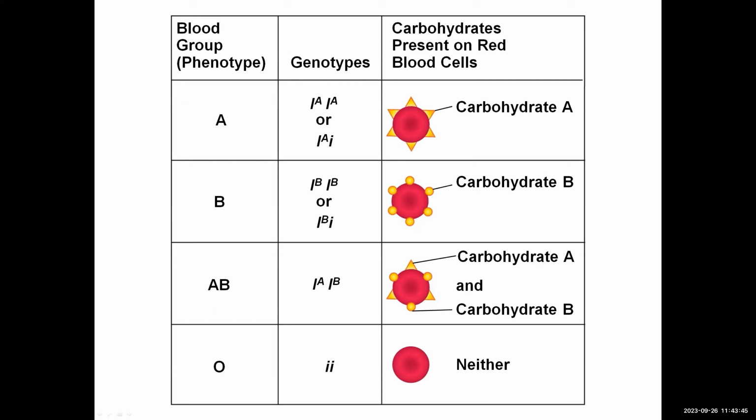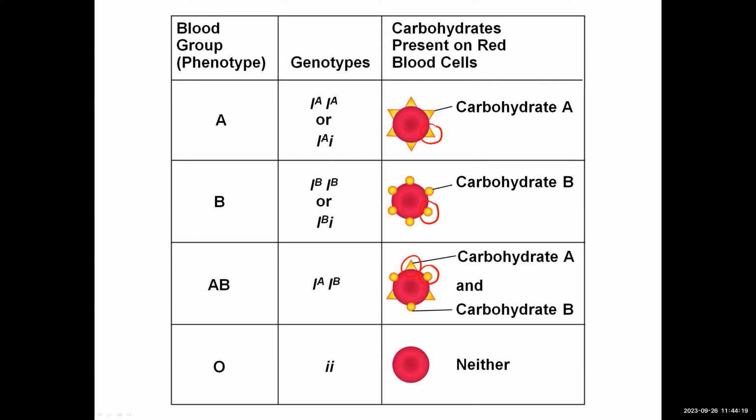For example, individuals that contain at least one copy of the dominant A allele will produce an A carbohydrate, identifying this as belonging to an individual with type A. Individuals that have at least one IB allele will produce the B carbohydrate, and individuals that have IA and IB will produce both, whereas individuals with the recessive allele produce none. This is why you cannot give blood to certain people unless it matches.